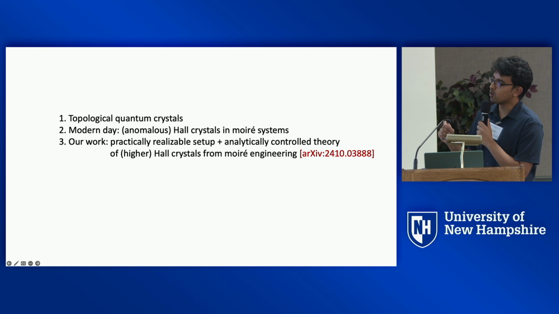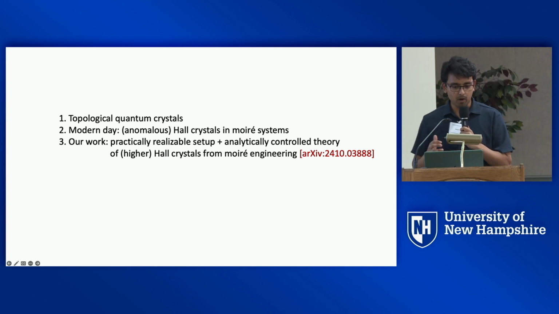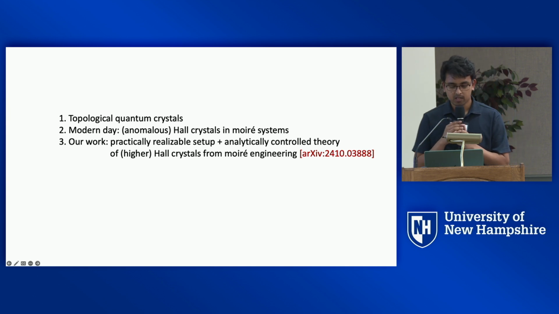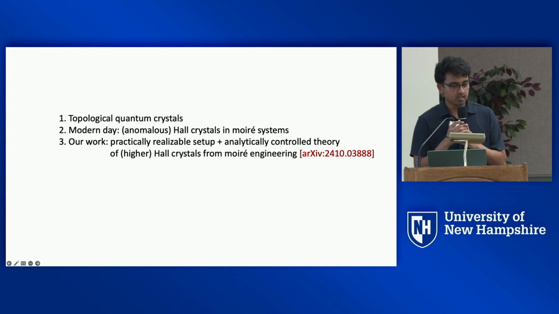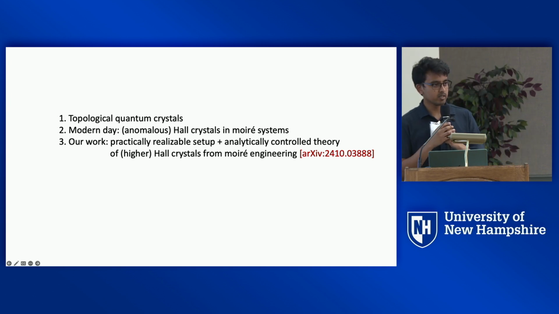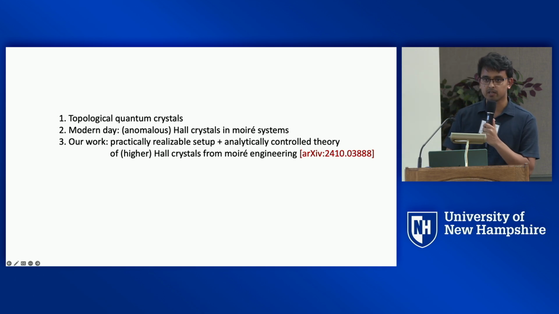First, I'll start with an overview of topological quantum crystals. Then I'll try to bring us to the modern day and discuss quantum crystals in connection with some recent experiments. And then I'll move on to our work, which is on realizing a practical setup, which comes with an analytically controlled and pretty simple theory of possibly higher Chern number Hall crystals using pretty simple ideas from Moiré engineering. This is a work that recently appeared on the archive.